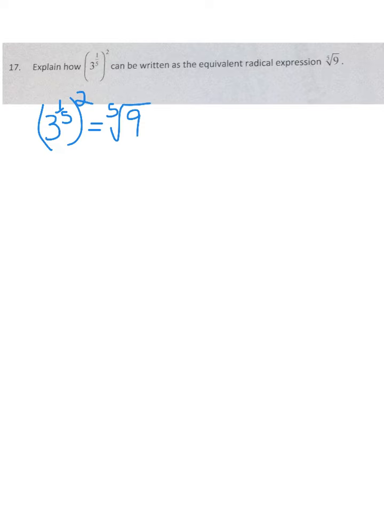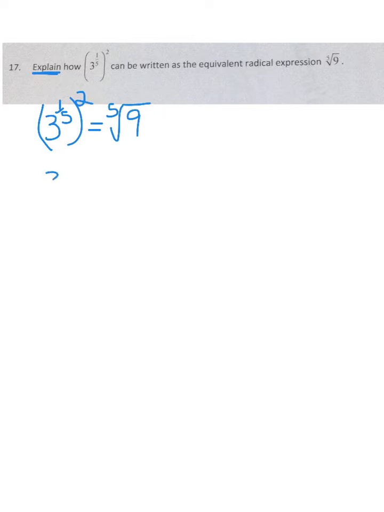When I do these questions, I do see that it says explain, which means we have to explain much more fully than in number 16, and I have to use words. But I still like to do it mathematically because I think sometimes for most kids it makes it a little bit easier to explain. So I see that I have a power to a power here. So I know that I should multiply those exponents.